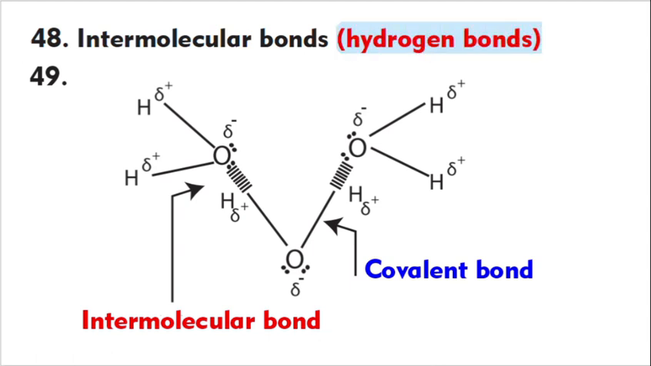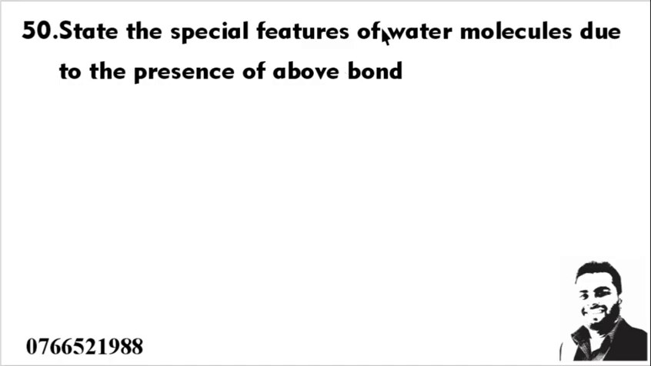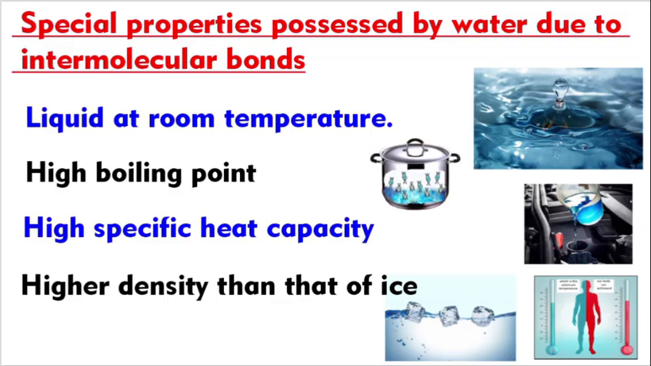So this diagram shows a very clear explanation of the covalent bond and the hydrogen bond, or intermolecular bond, between the water molecules. Because of this hydrogen bond, or intermolecular bond, water has special properties. Let's see them one by one. So water is present as a liquid at room temperature because of this intermolecular bond.